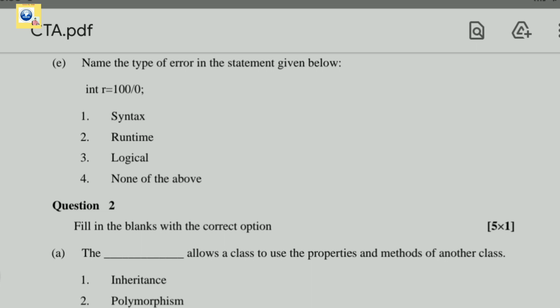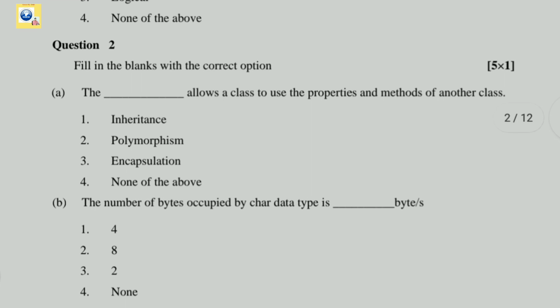Moving towards question number 2. Here we have to fill in the blanks, and there also we have 4 options. The first one is: allows a class to use the properties and methods of another class. What is that property?